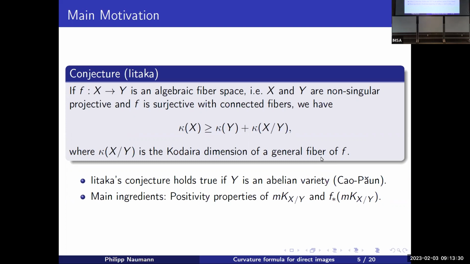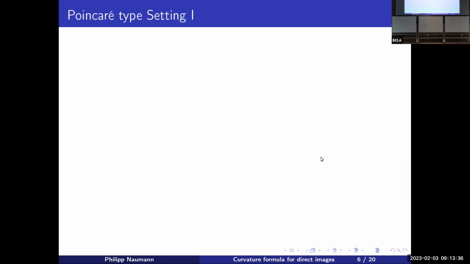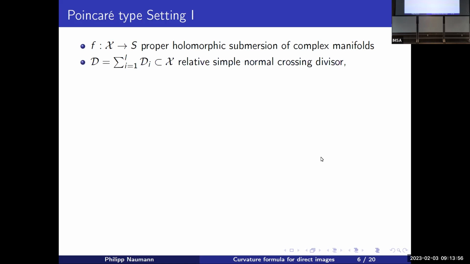Okay, so let's go on. This was somehow the motivational part. Let's start with the setting of the current talk, the Poincaré type setting. Again, we look at such a proper holomorphic submersion of complex manifolds. So S could be open. And in addition, we have a so-called relative SNC divisor on the total space, which I denote by curly D. And relative just means that when I restrict it to the fibers, it should give an SNC divisor. But actually, in the paper, it's made more precise.